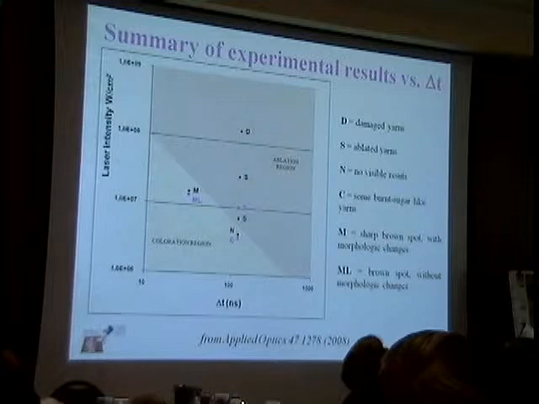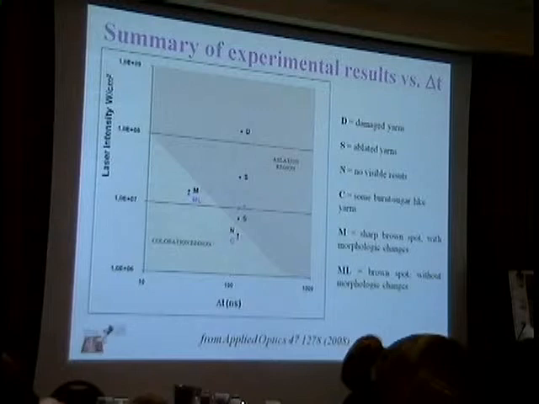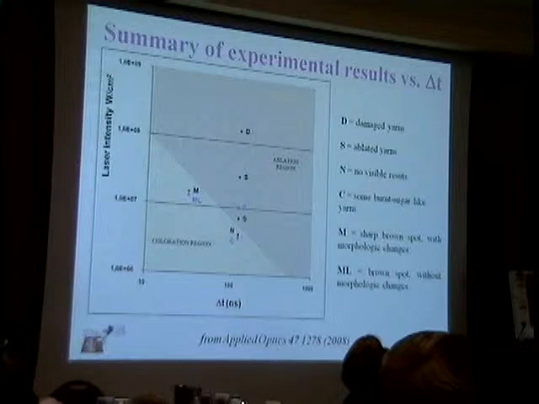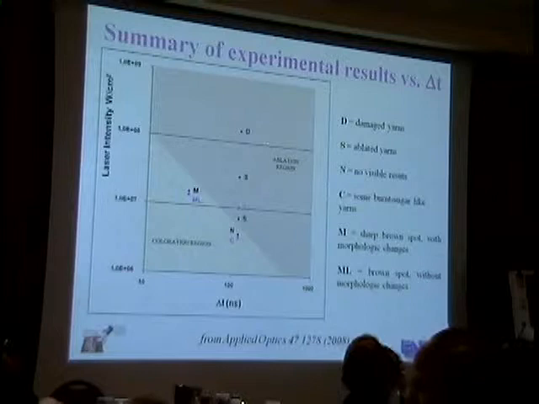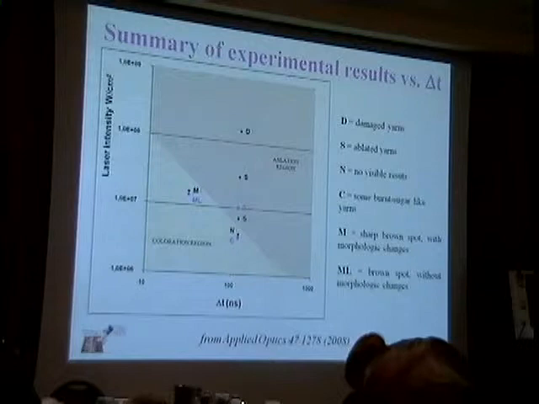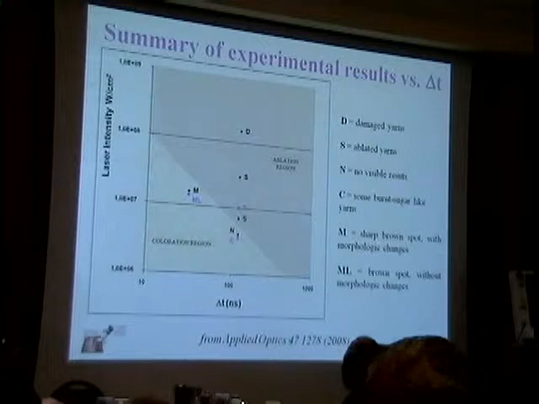This is a summary of experimental results as a function of laser intensity and of laser pulse width. We have only two laser pulse widths, 30 nanoseconds here and 120 nanoseconds here. And you see we can draw a line which separates this graph into two regions. One is the so-called ablation region, a region where the laser intensity is too high, so we obtain some damage of the linen. And the second region here is where you may obtain a macroscopic coloration.